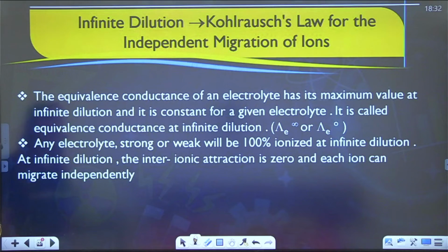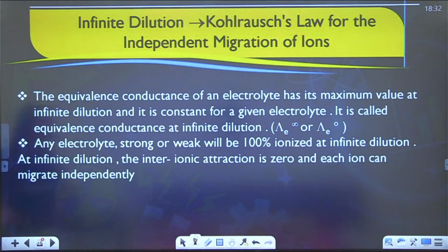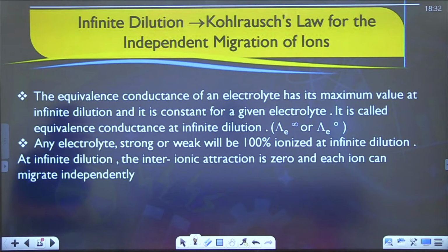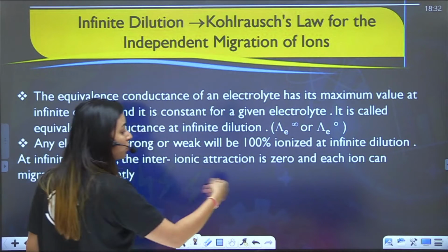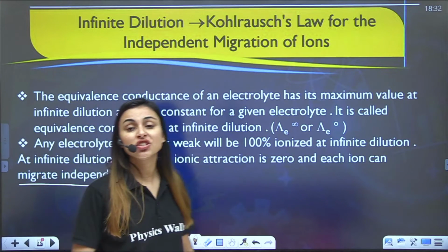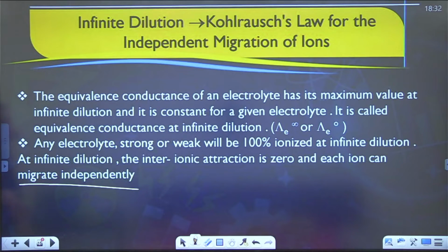Now whatever we have studied is written here, just go through it. The equivalent conductance of an electrolyte has its maximum value at infinite dilution, and it is constant for a given electrolyte. It is called the equivalent conductance at infinite dilution. Any electrolyte, strong or weak, will be 100% ionized at infinite dilution. At infinite dilution, the interionic attraction, that is the attraction between the ions, is 0, and each ion migrates independently. Pause the video, write it, and then we'll move forward.